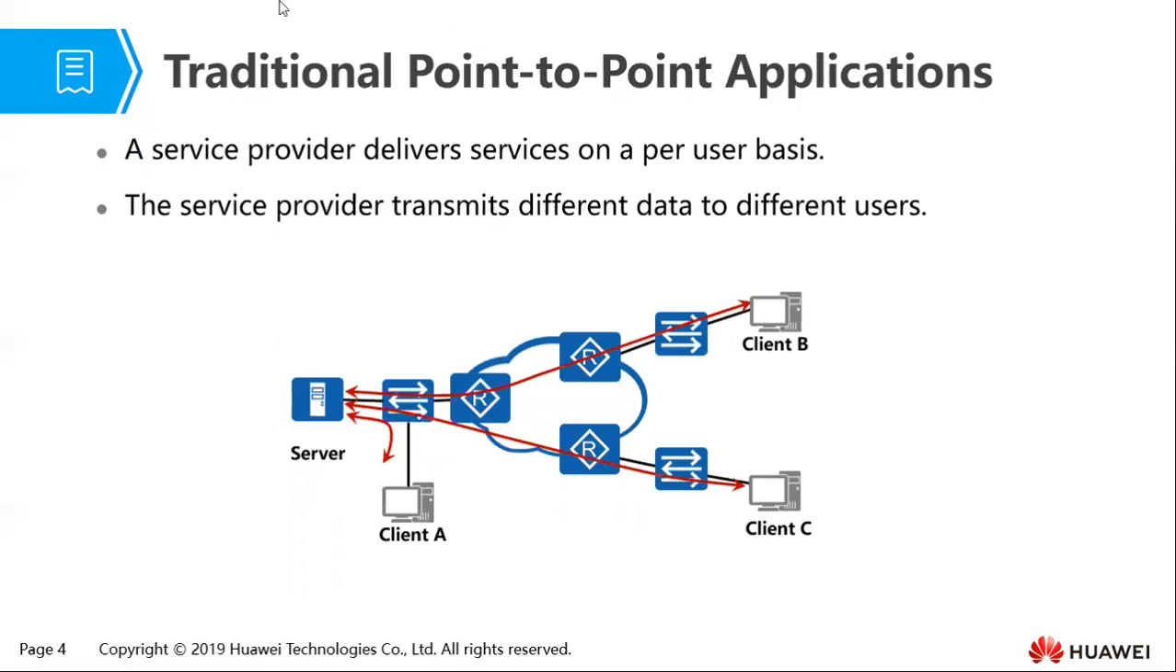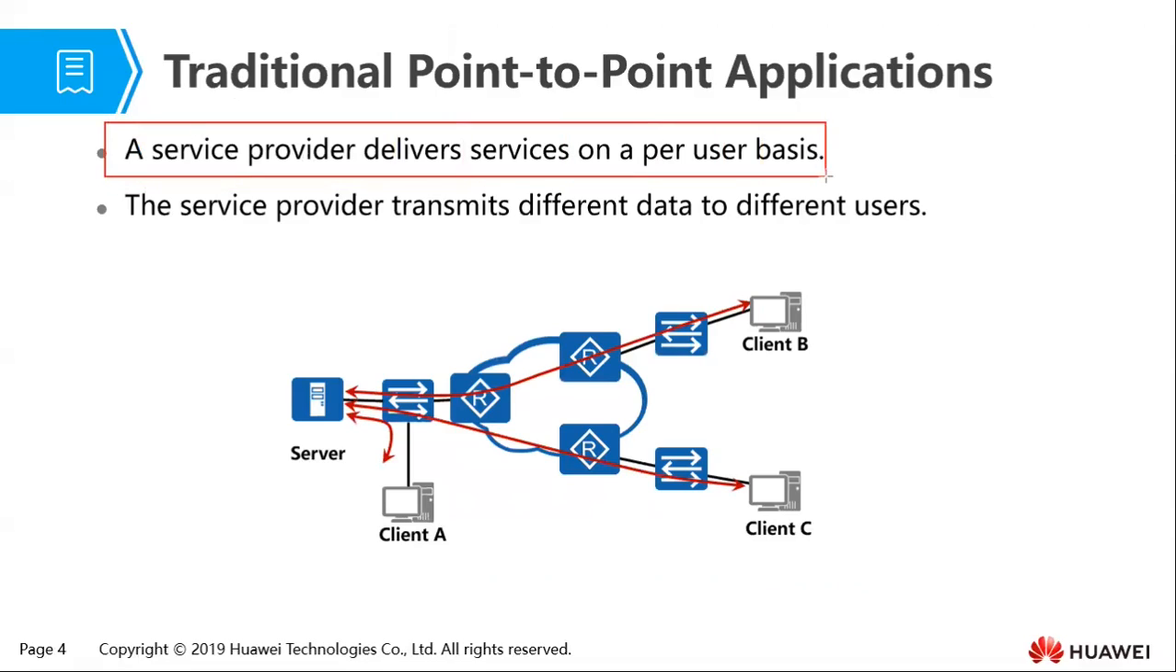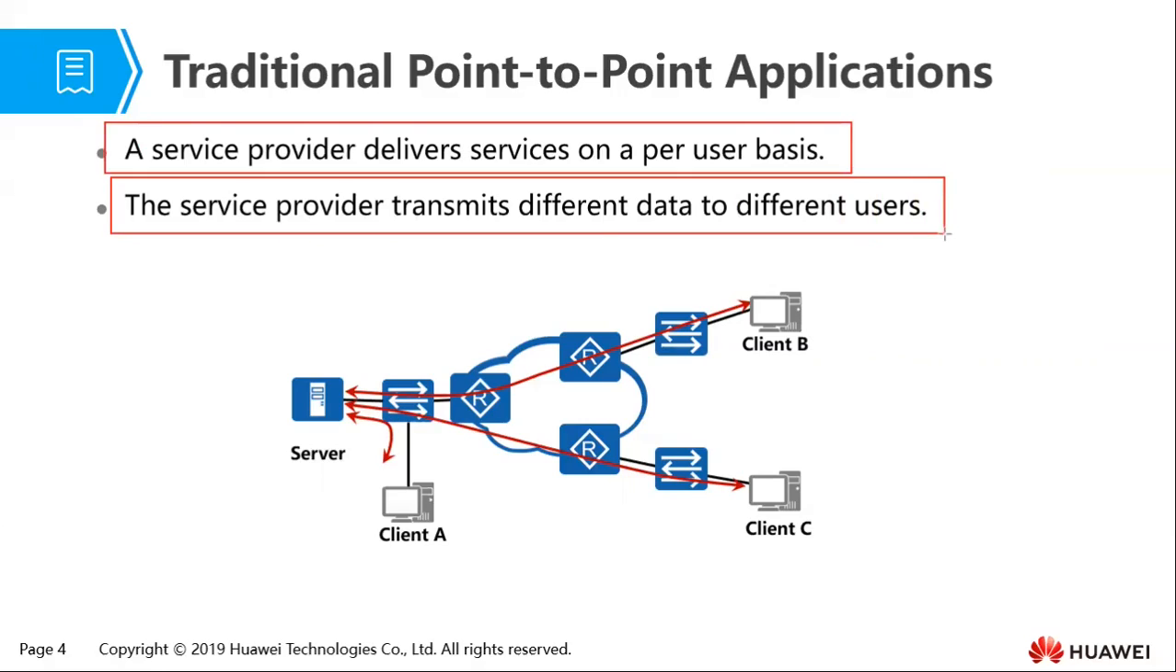Okay, so traditional point-to-point applications. Now, a service provider delivers services on a per user basis. So the service provider transmits different data to different users. Some of these applications on the internet include email, web pages, online banking, and so on and so forth.